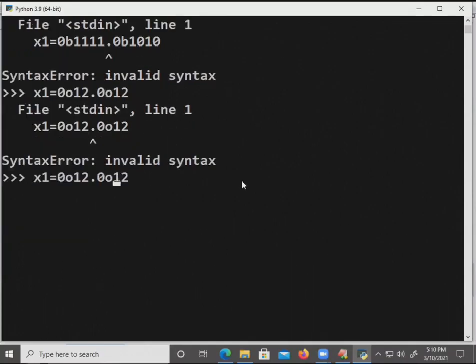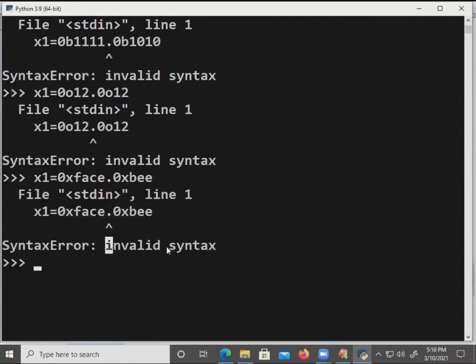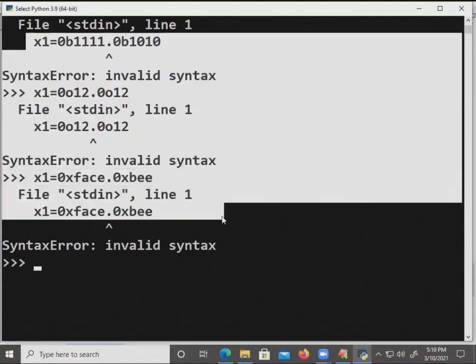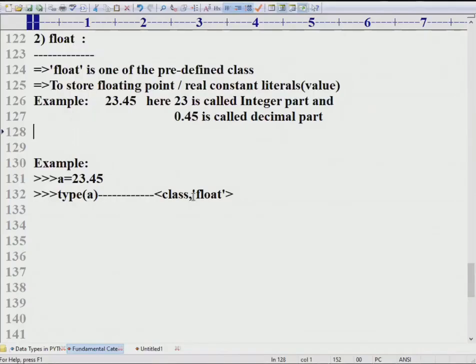Next, A is equal to 0x face dot 0x bbee. What type of number system is this? X. It is going to be what? Invalid syntax. It indicates that float data type never represents, never stores which data? Yes, that point we need to understand.